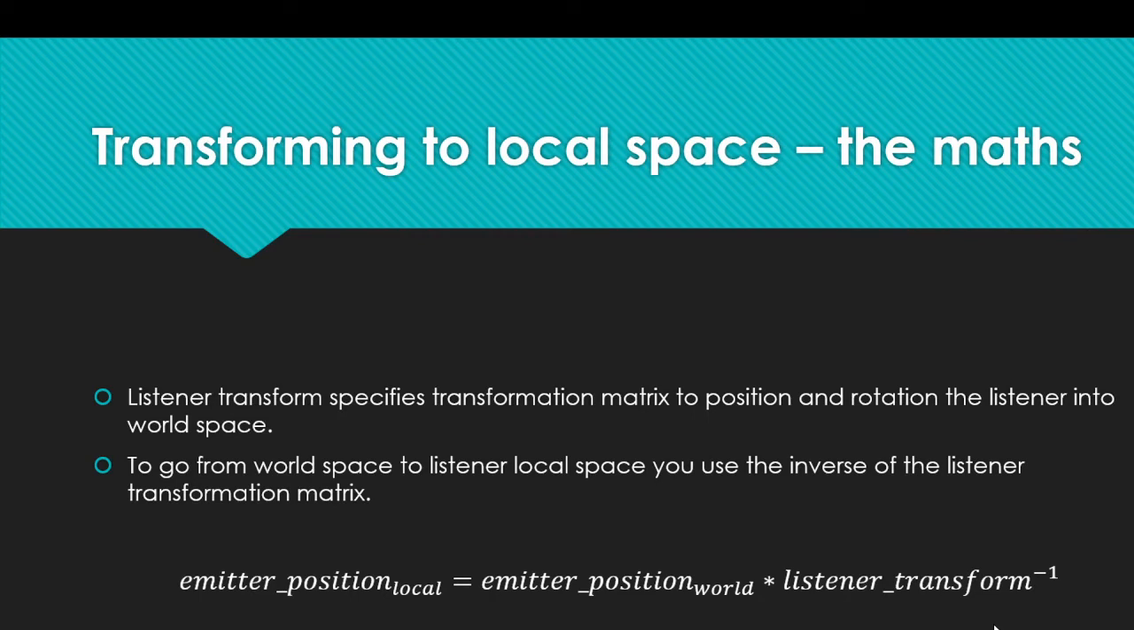Hopefully that makes sense to you. I think that's the trickiest bit of maths here. But really think about the matrix that describes where the listener currently is, and then think about the inverse matrix being one that would almost return that back to a default orientation at the origin. And then think about, if you applied that matrix to things that were around the listener in world space, how they would end up in listener local space at the origin.